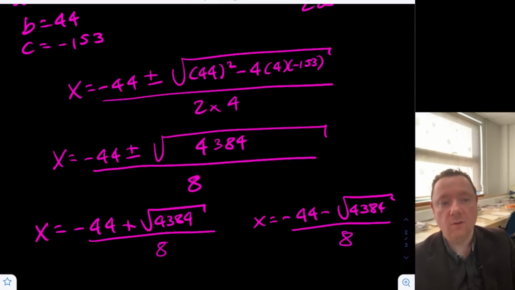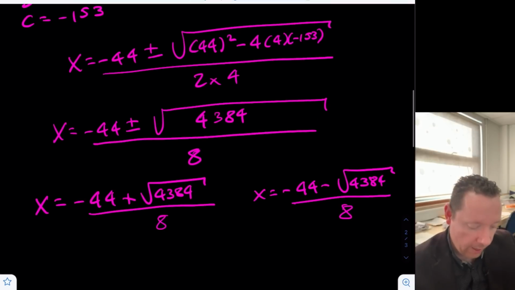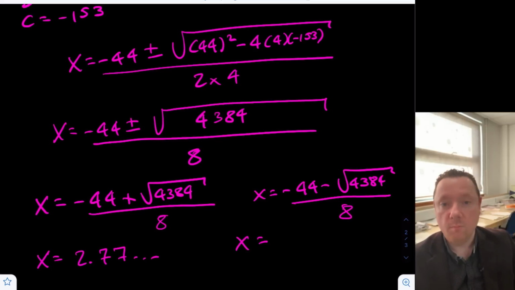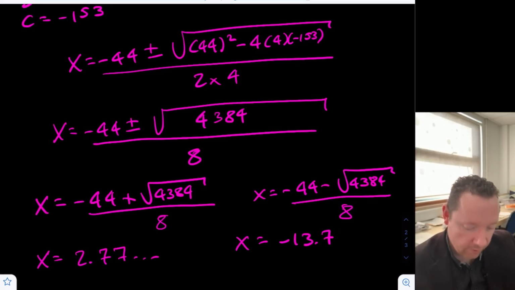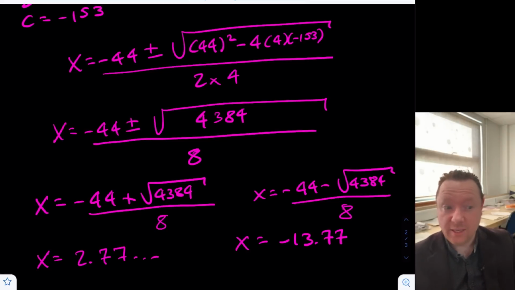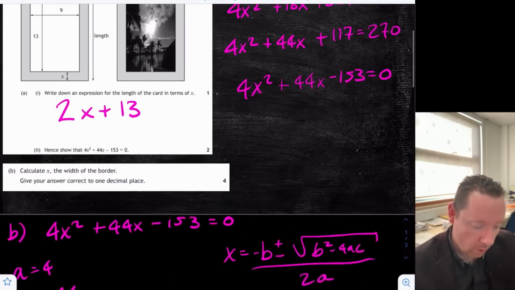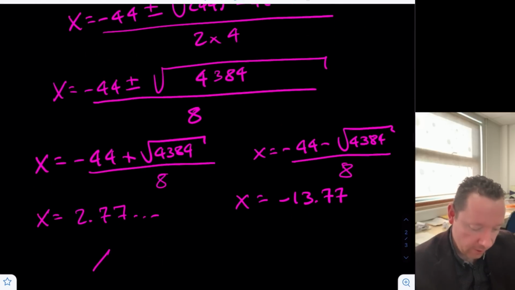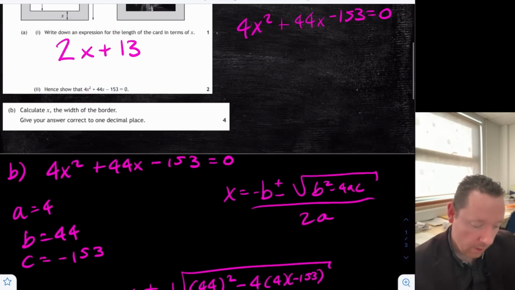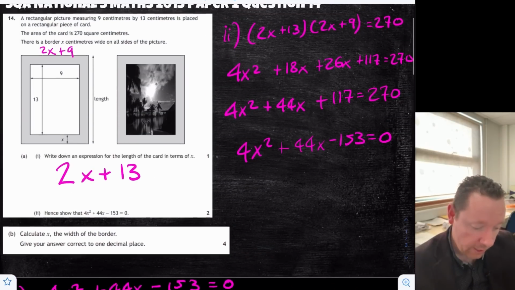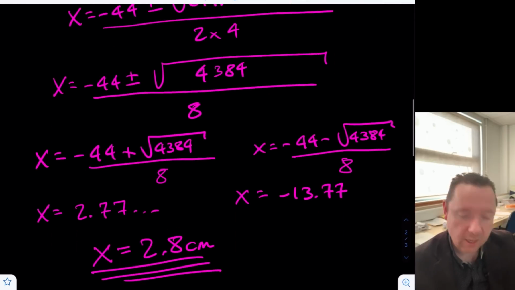So getting our calculator out and working that out, you do minus 44 plus the square root, get an answer, divided by 8. You'll get x equals about 2.77. And for the other one, minus 44 minus the square root, then divide by 8, you'll get minus 13.77. But remember, x is the width of the card, so we cannot pick a negative answer because you can't have a negative width. And therefore, to one decimal place, our final answer is x equals 2.8. And the units were centimetres, so we could write centimetres. And we're done there.